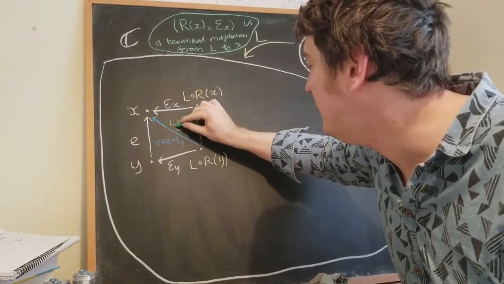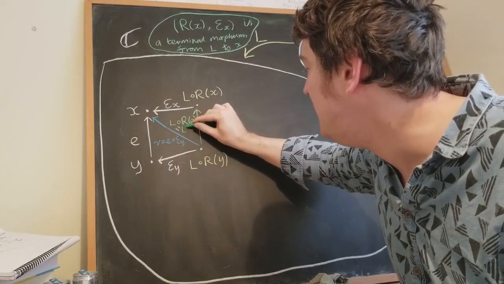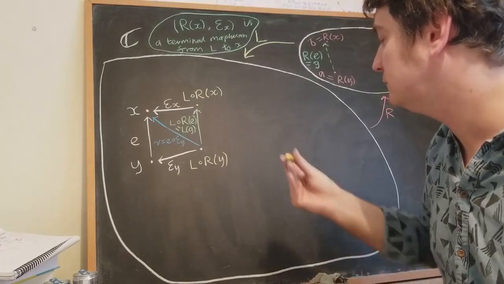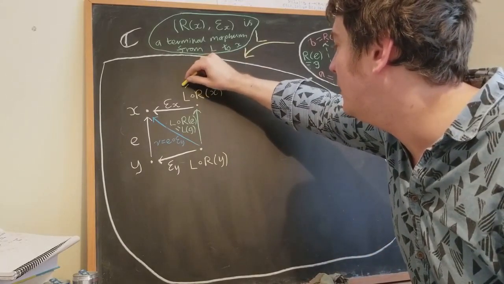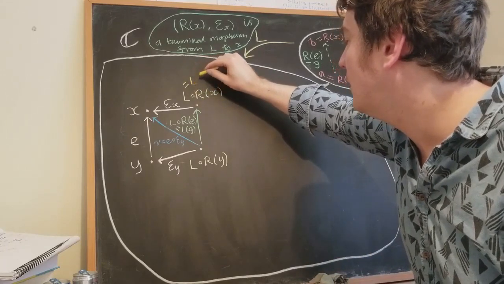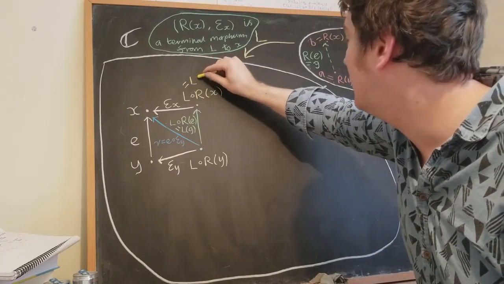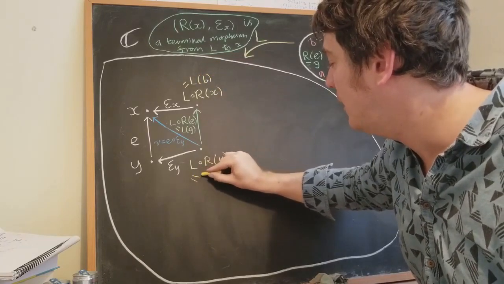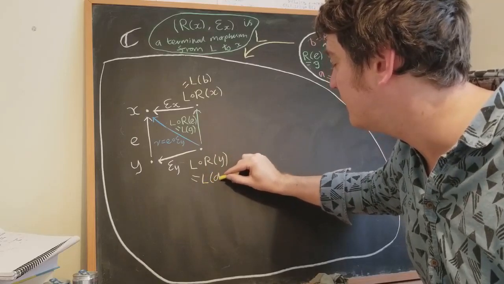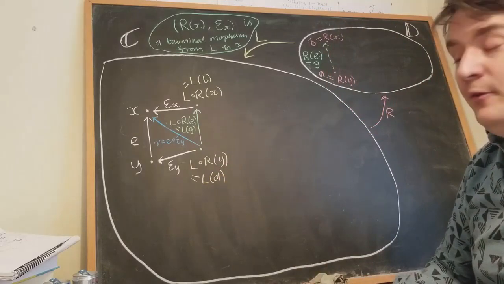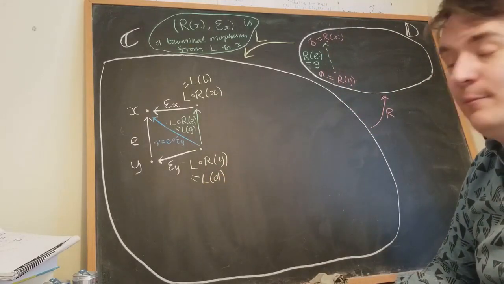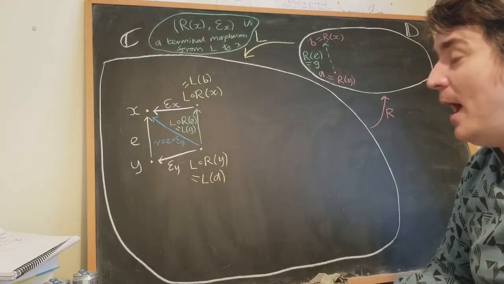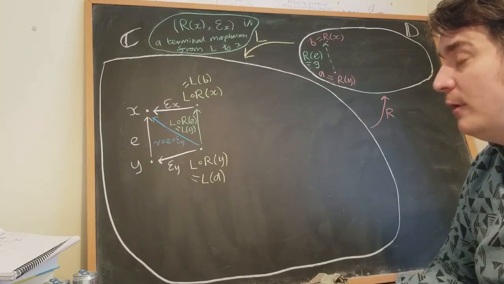We could also call this L of G. And we could also call this L of B. And we could also call this L of A. Right, so that's just coming up with extra possible names for things. It's not really anything conceptually different, okay? Right, so here's the next part.